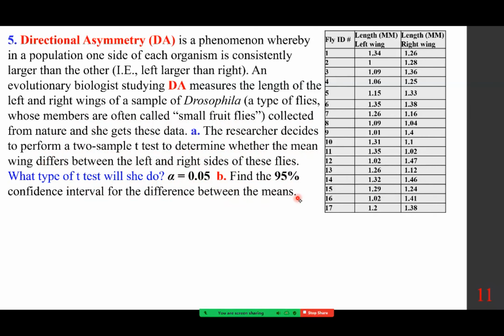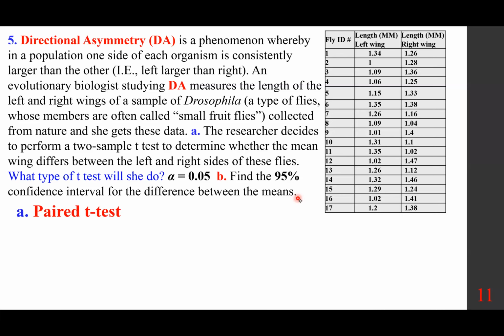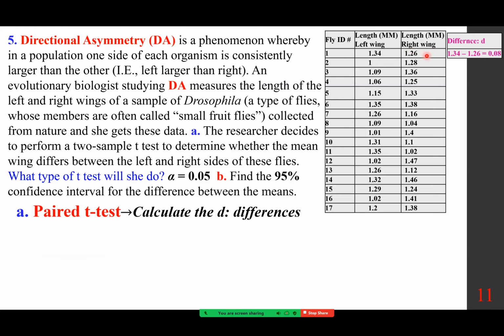Excellent. Well, we are dealing with the same group. We are going to look at the left and right. Therefore, we must use a paired t-test. Paired t-test. We are going to calculate the difference. So it doesn't matter if you say L minus R or R minus L. It really doesn't. You just want the difference. So for example, L minus R, 1.34 minus 1.26 gives you 0.08.